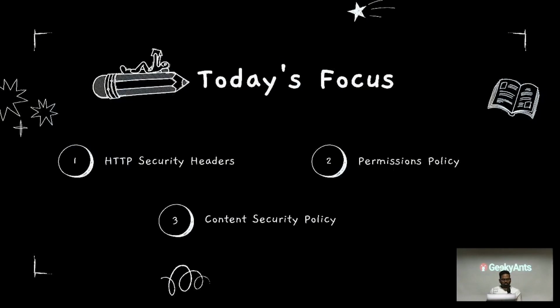But today's focus will mostly be around three things. How can we use HTTP security headers, how can we define permissions policy, and CSP headers, right? These three things ensure that at least whatever code is getting executed in the browser is a bit more trustworthy.